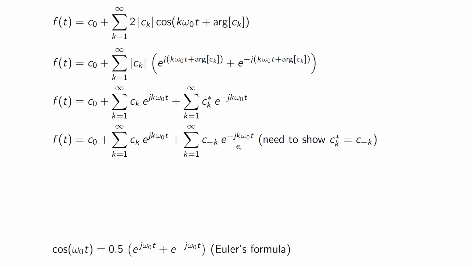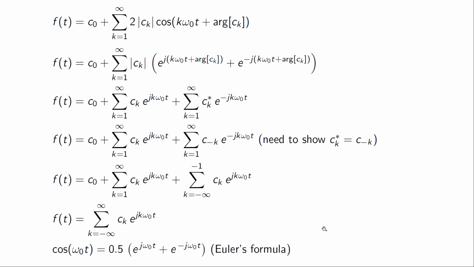Of course, when we have a way of computing ck, we'll have to check that ck conjugate is indeed equal to c minus k, but this is a problem for later. To obtain the next expression, what we would like is to obtain the same expression in the summations, and you can do this very easily by considering a change of sign. This is why we now have a summation from minus infinity to minus 1, and this is how you obtain the final expression.